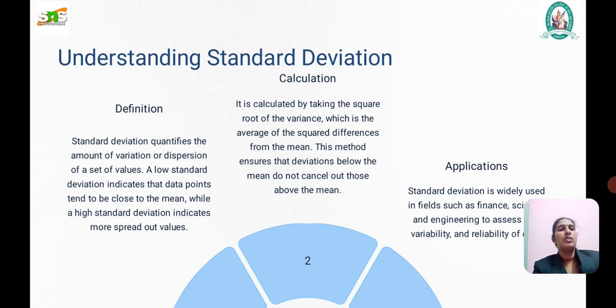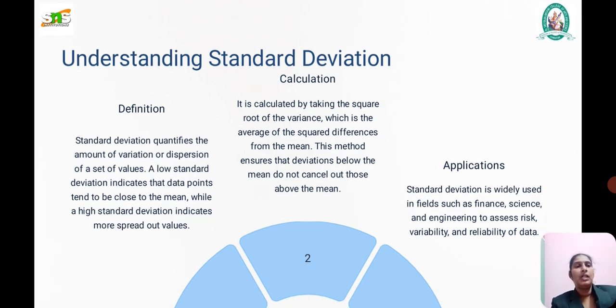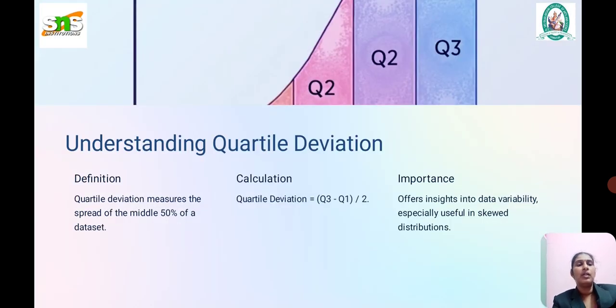The standard deviation is widely used in the fields of finance, science and engineering, to assess the risk, variability and reliability of data. The standard deviation also helps us to find the variance. If you square the standard deviation, you will get the variance value.